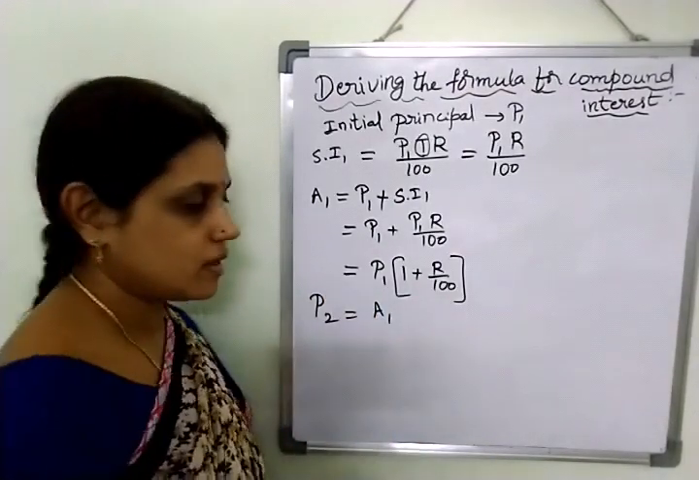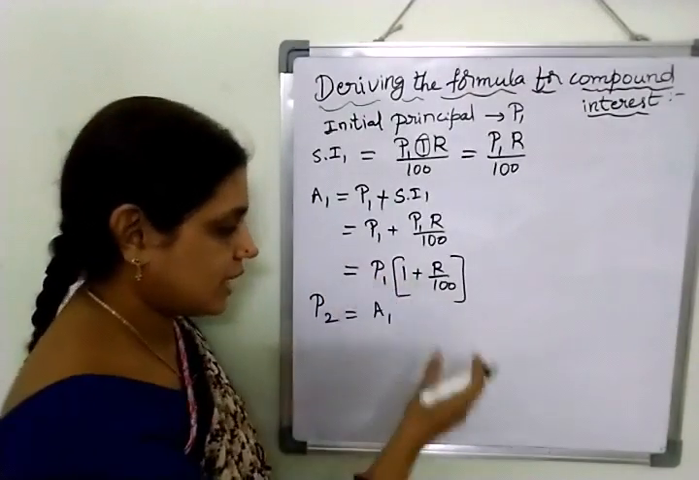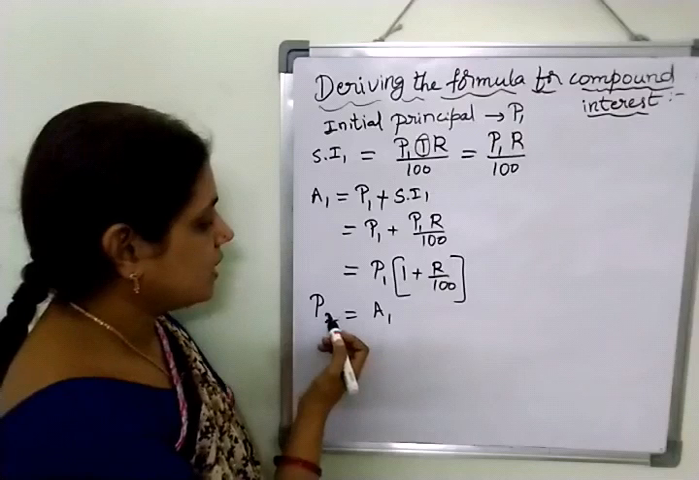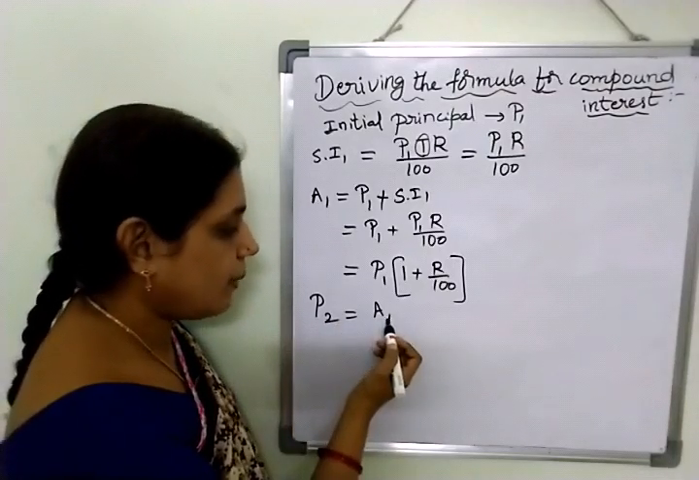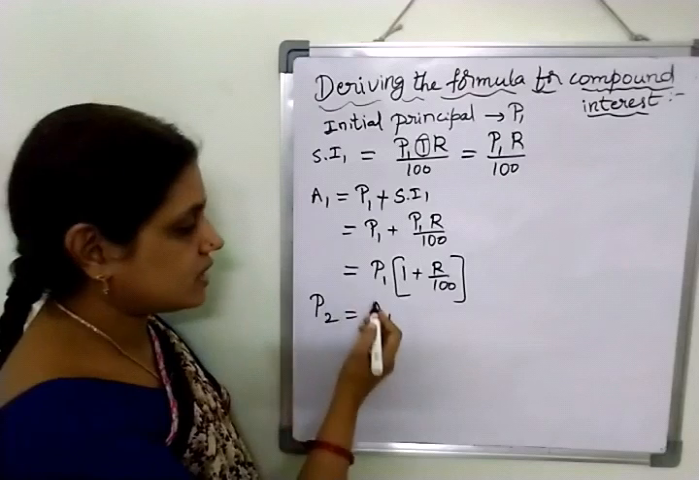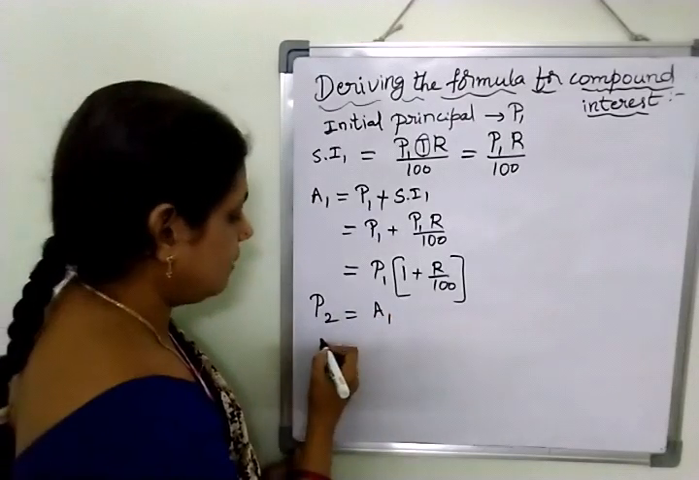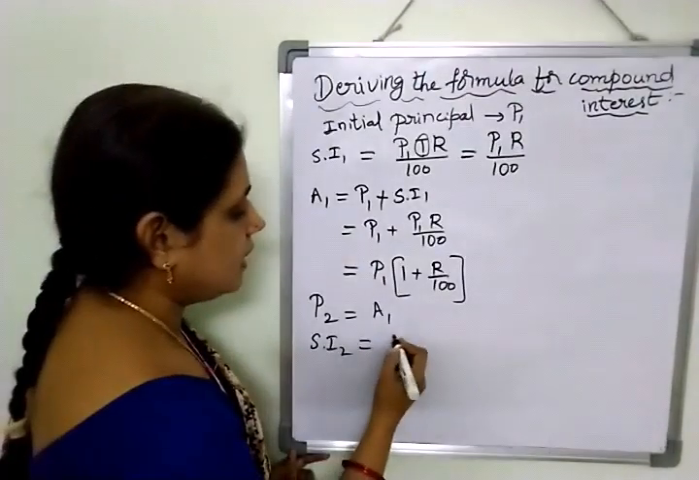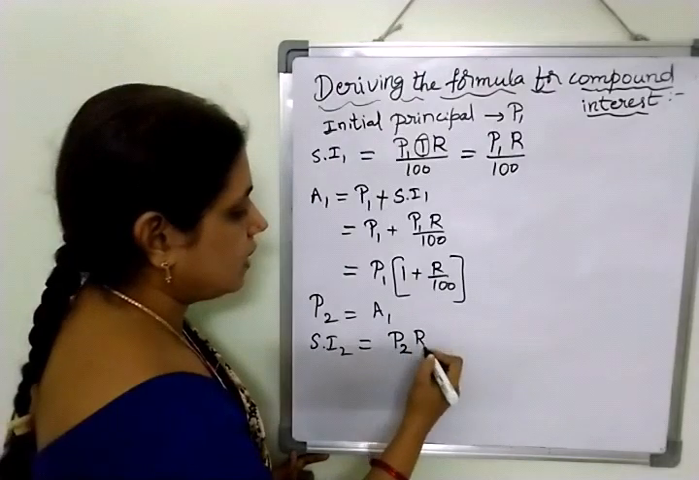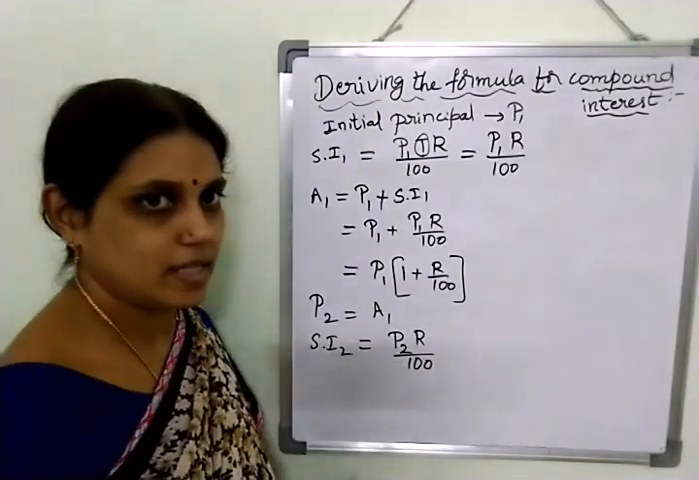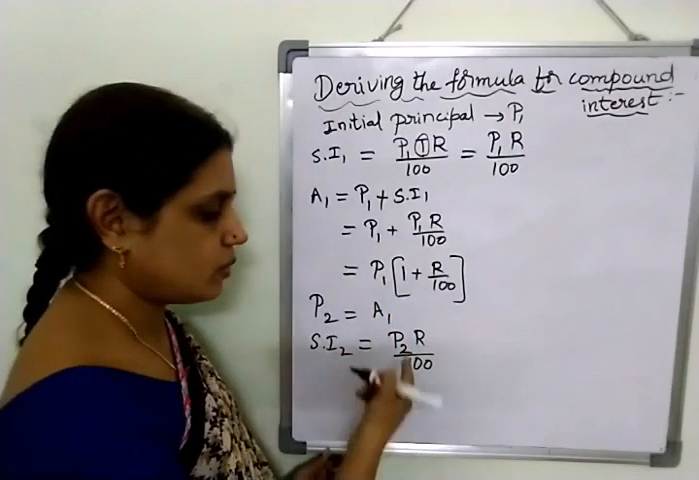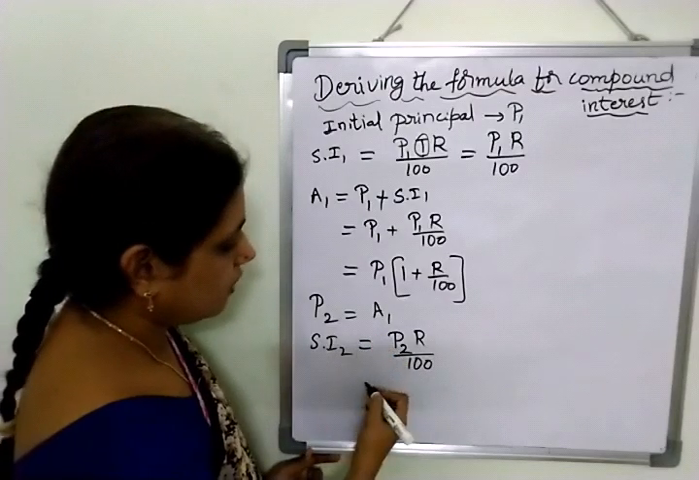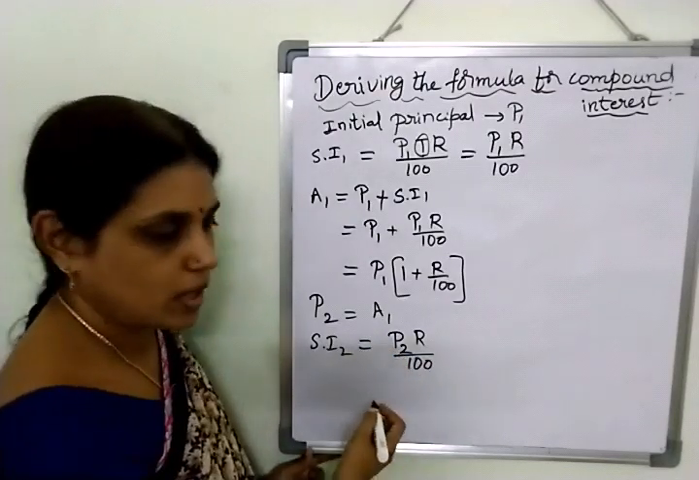For the compound interest concept, for the second year, the second year principal, P2, here I have written, is the amount for the first year, that's why A1. Now what is the interest? Interest for the second year, I am writing it as SI2, then it is P2 R by 100. Again for 1 year only we are calculating, that's why T will be 1 only, so I am not writing it. So SI2 equal to P2 R by 100.